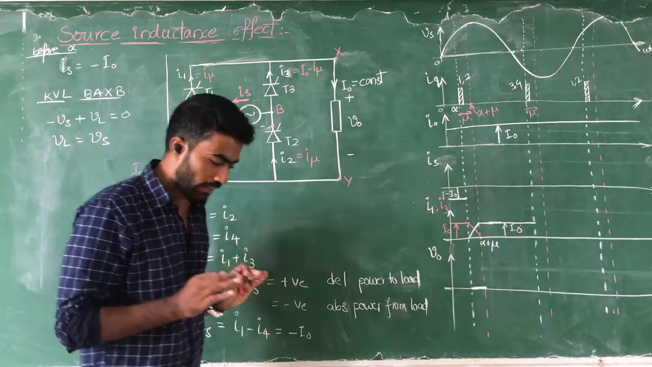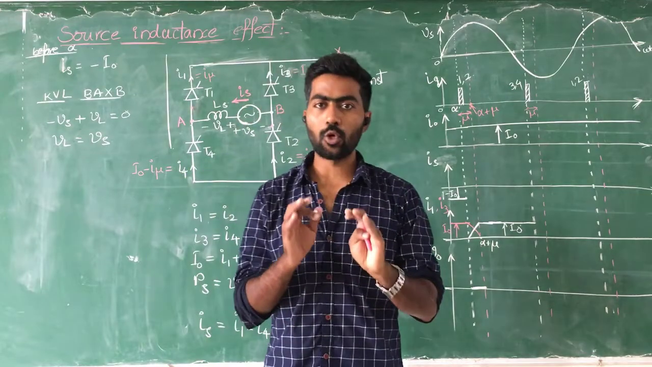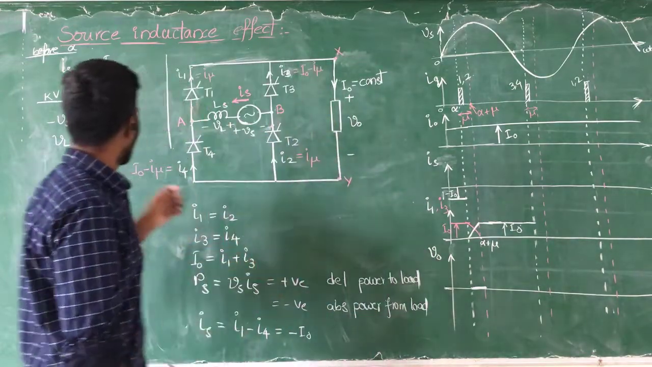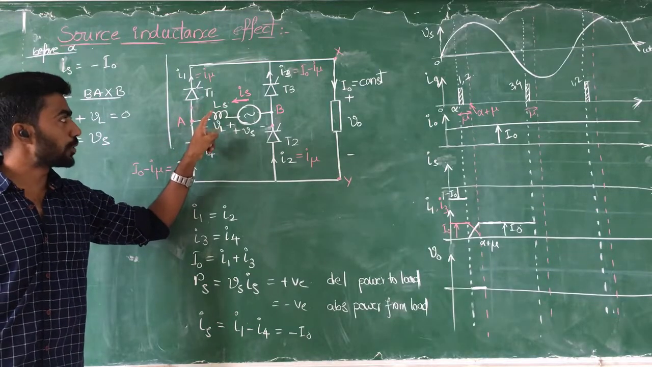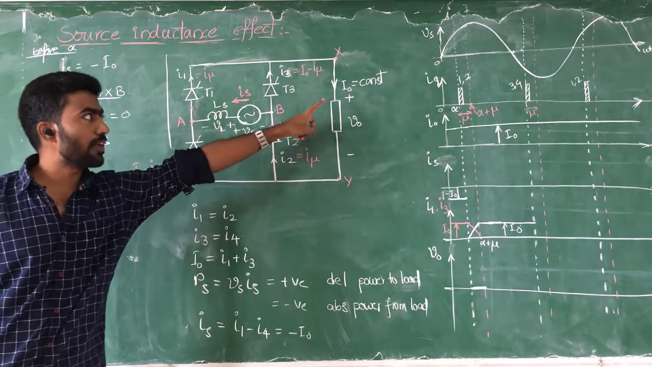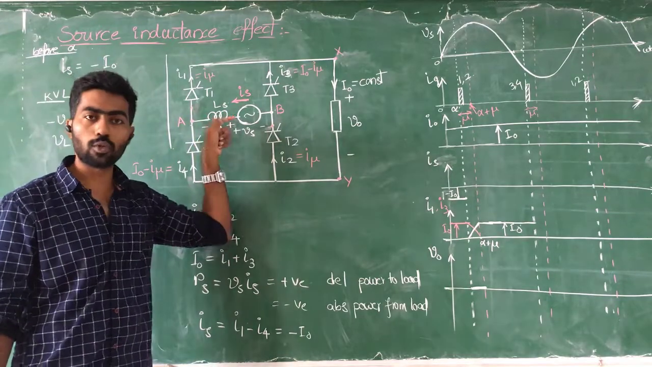The inductor acts only in that overlap period. Before that overlap period, VL equals L into di by dt, but here di by dt means the I value is constant, the current flowing through the inductor was constant.